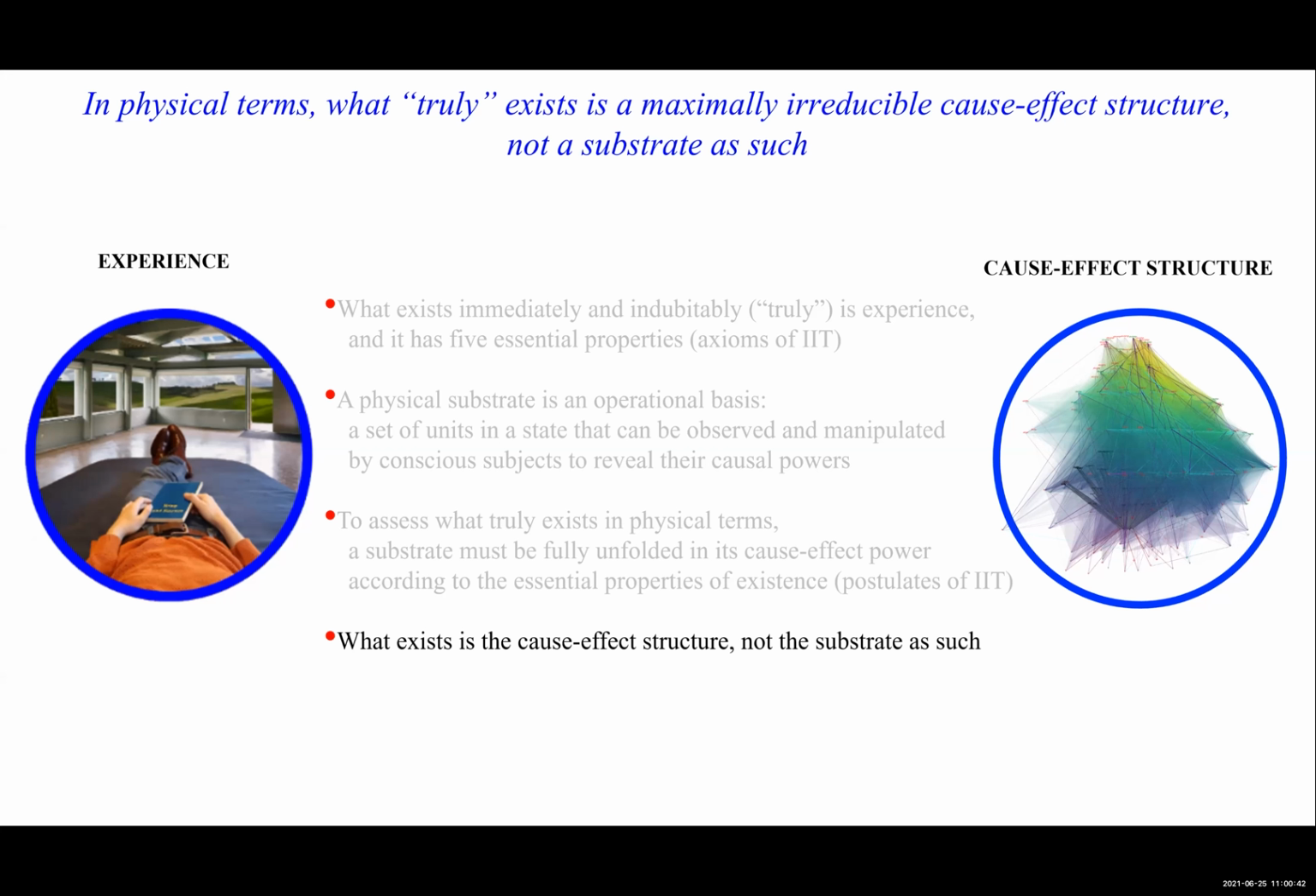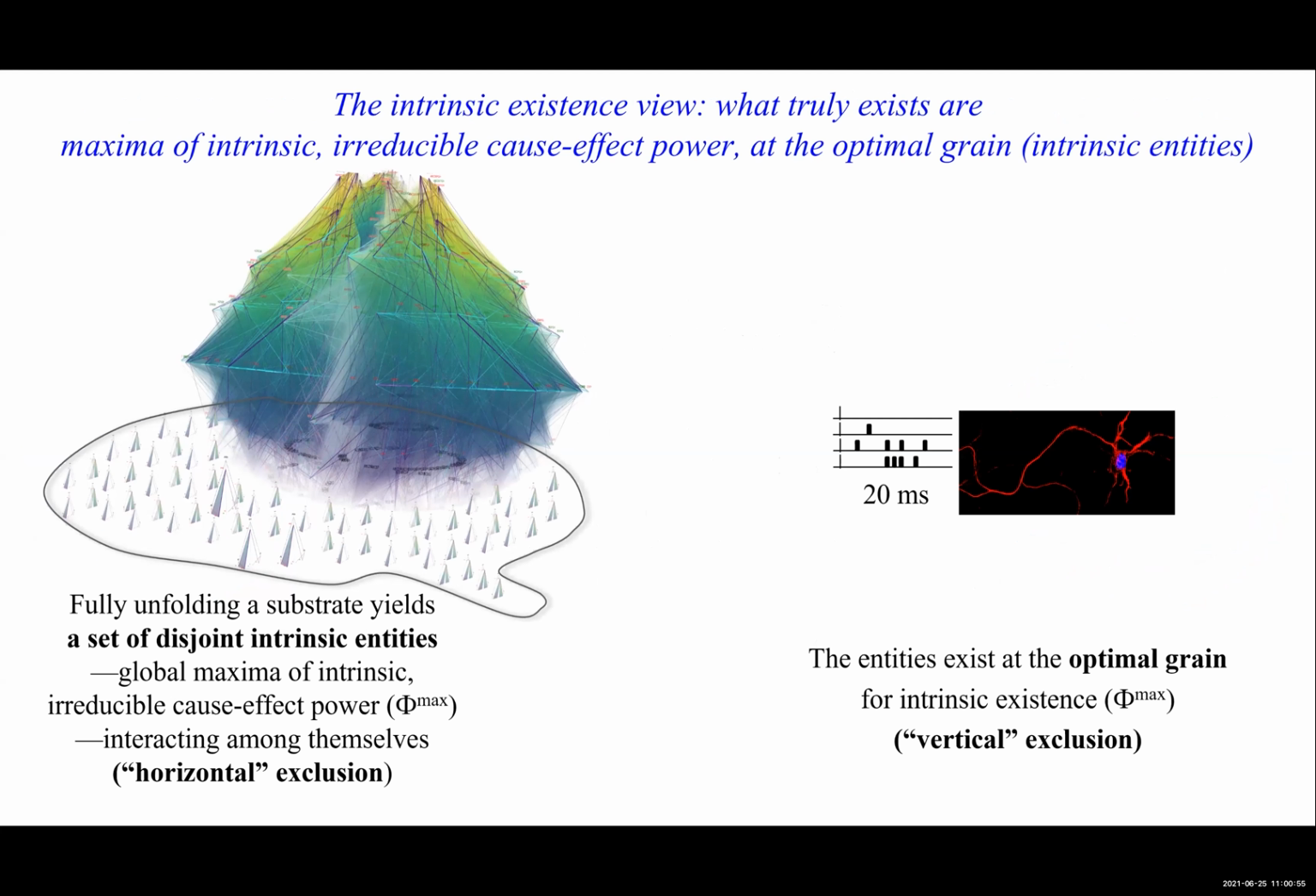We are used to the brain, the neurons, what we observe and manipulate, being what exists, and then it carries stuff on top of it. We'll get to that in a moment. But IIT tells you, what exists is the substrate unfolded, the cause-effect structure, not the substrate as such. And so here, I want to give you a visual sense of what that means for any substrate, say the brain, okay?